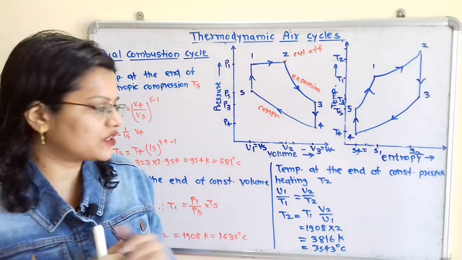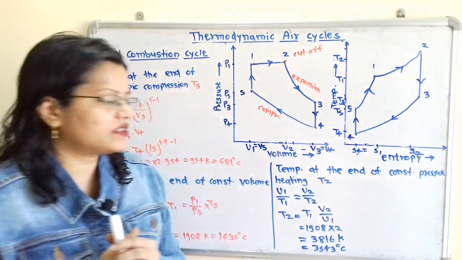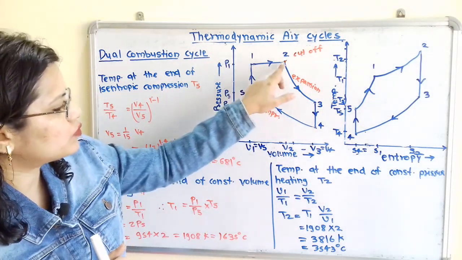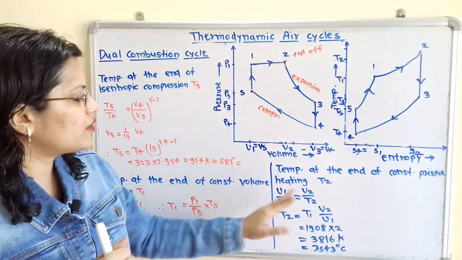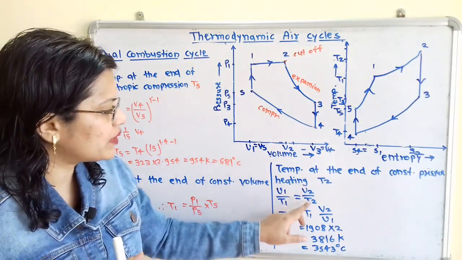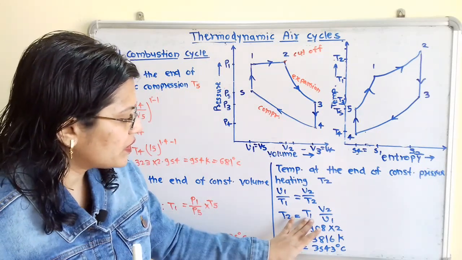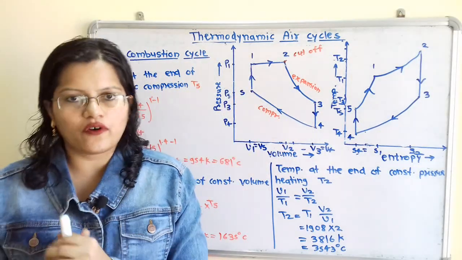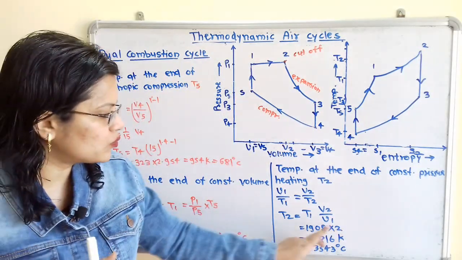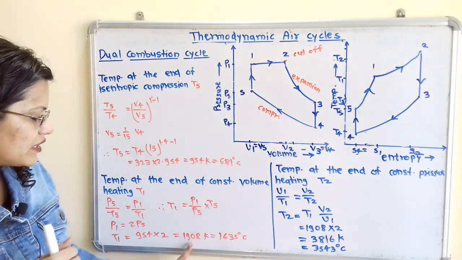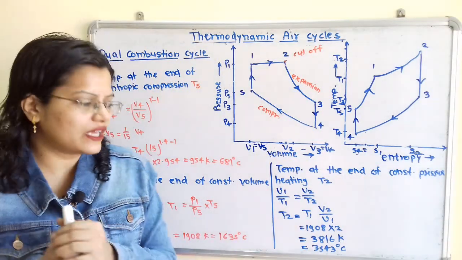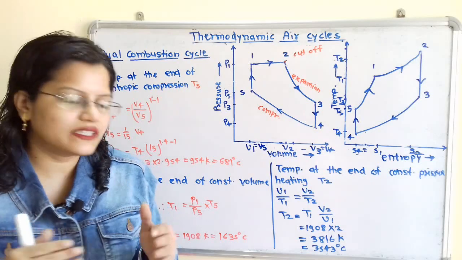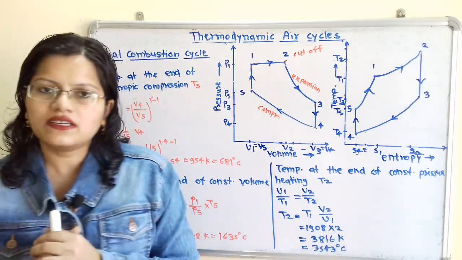Now we will move for the next question, that is temperature at the end of constant pressure heating, that is T2. So constant pressure heating is process 1 to 2. So T2 we have to find out. So again we have relation V1 by T1 is equal to V2 by T2. So T2 is equal to T1 into V2 by V1. So V2 by V1, that is nothing but the cutoff ratio. So cutoff ratio is given 2, and T1 is also known, that we have calculated earlier, and we have to take this value in Kelvin. So if we take this Kelvin, we will get the answer 3816 Kelvin, and in degree Celsius 3543 degree Celsius.